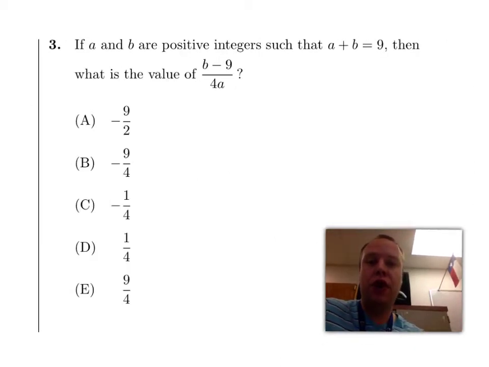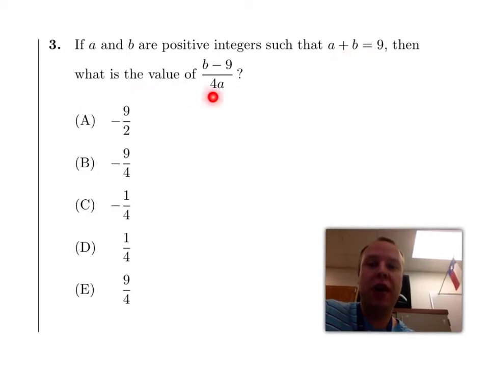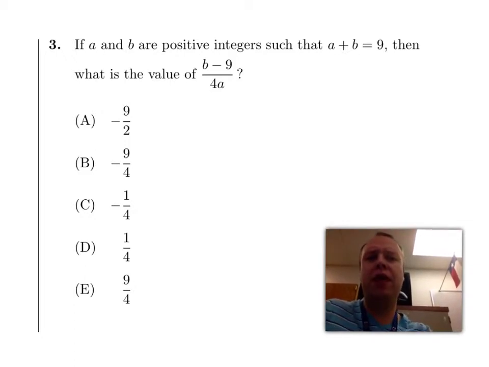Okay, let's look at one of the easier examples that you'll see in the SAT where the plug-in method works really well. The question above says, if a and b are positive integers such that a plus b equals 9, then what is the value of (b minus 9) divided by 4a? Just trying to solve this using your typical Algebra 1 math actually makes it a lot more difficult, so using the plug-in method makes it a lot easier.